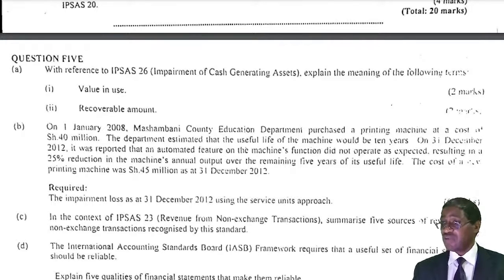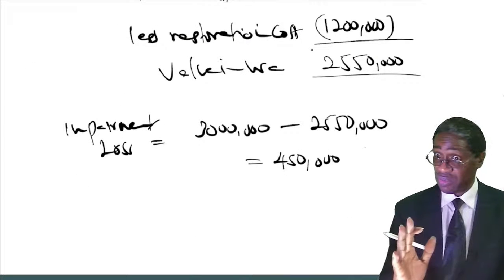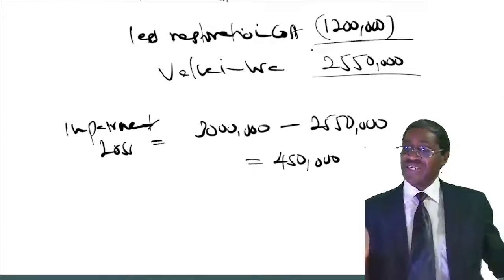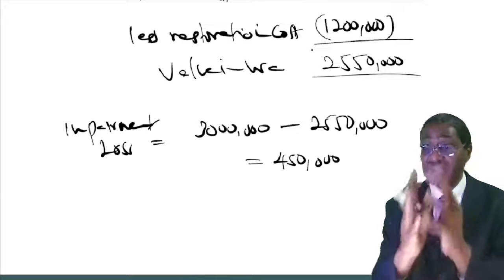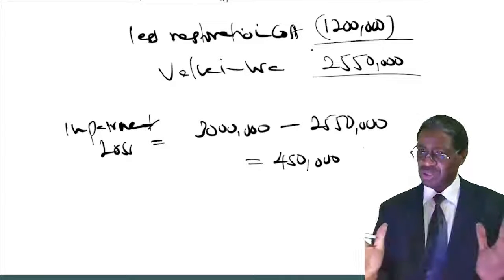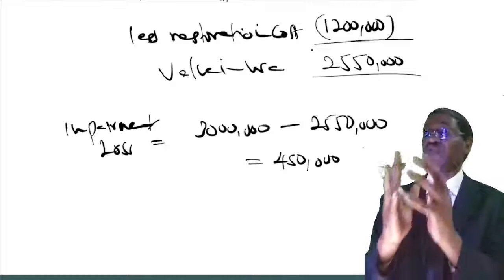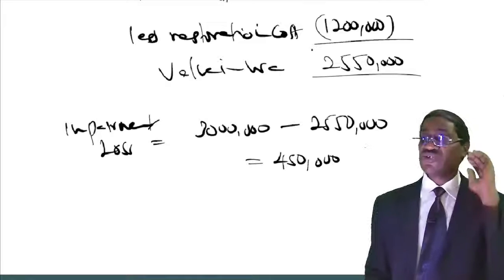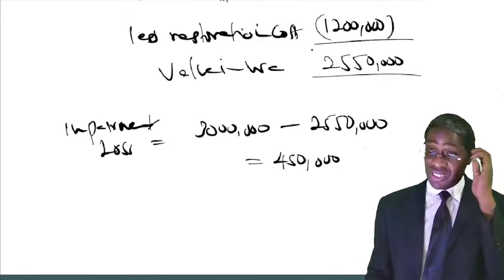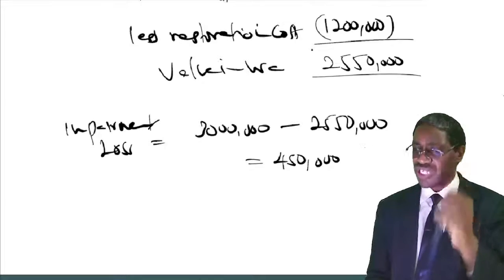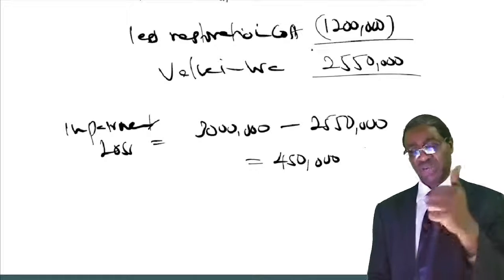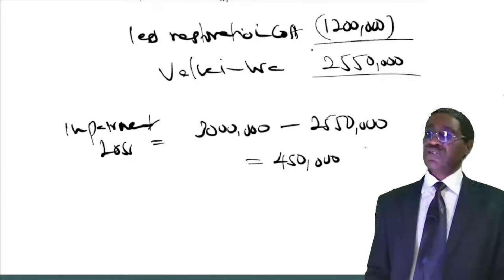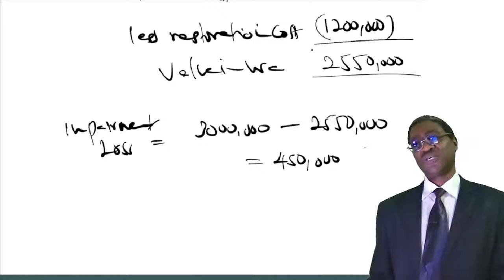Remember, this time the assets can generate cash flows. So what is the value in use when you are told to define? It is the present value of the estimated future cash flows. That's all, because these assets now can generate cash flow. But 2, what is the recoverable amount? It's the amount considered to be the higher of 1, net realizable value, and 2, value in use. Good. That's all.